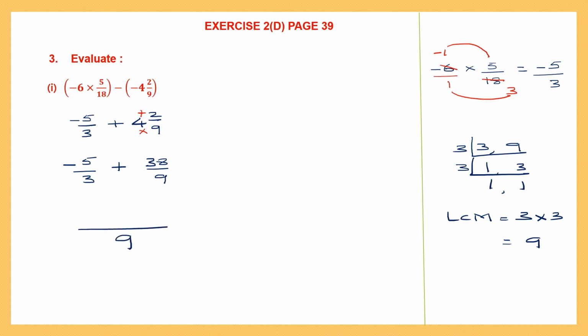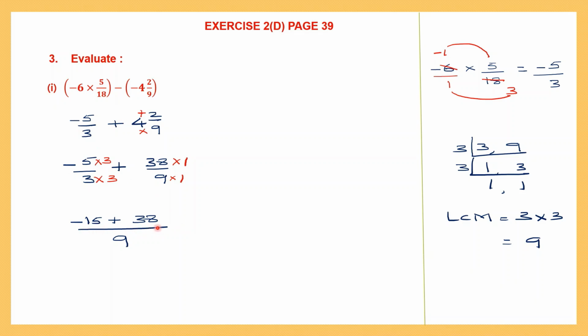So both the denominators have now become 9. So let's multiply 3 into 3. 3 3s are 9. So we'll multiply minus 5 also into 3. Minus 5 into 3 is minus 15. 5 3s are 15. Plus, let's go to the next rational number. 9 into 1 is 9. So 38 into 1 is 38.